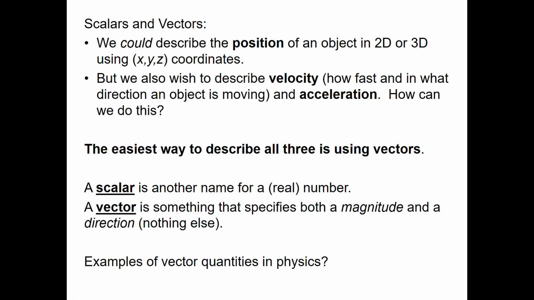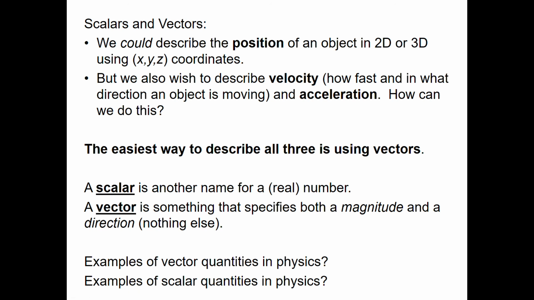Velocity will be another example. Velocity specifies how fast and in which direction an object is moving. And we'll find that acceleration is also a vector quantity. It specifies at what rate and in which direction the velocity is changing. So those are some examples of vector quantities that we'll use all the time.